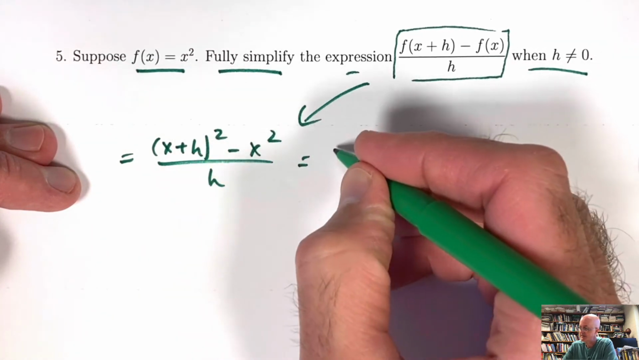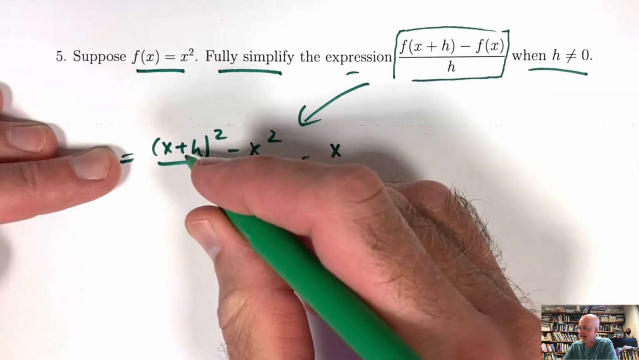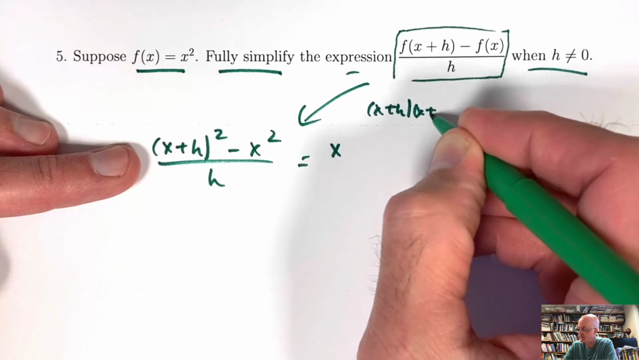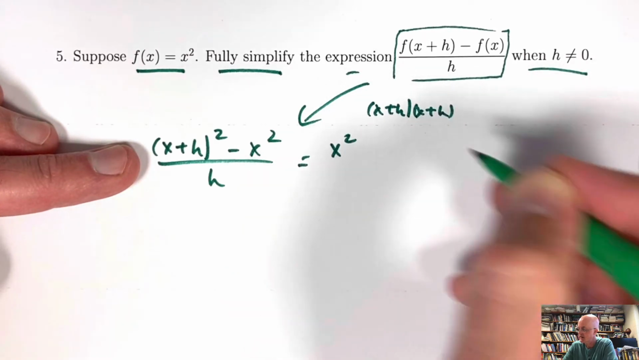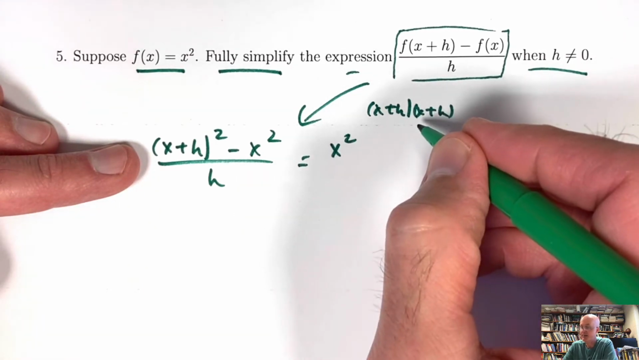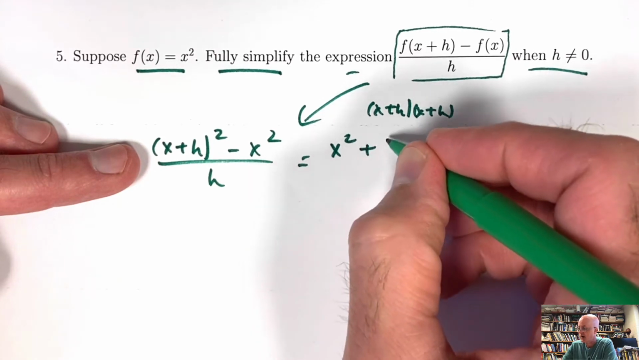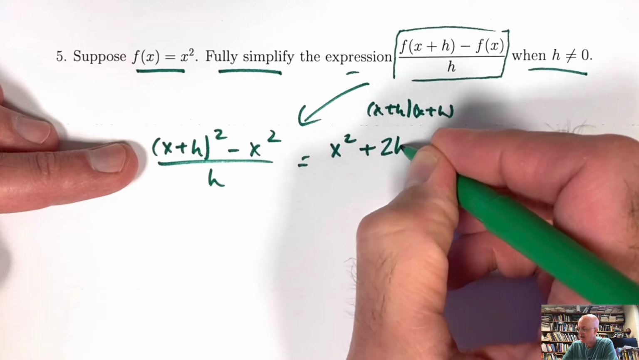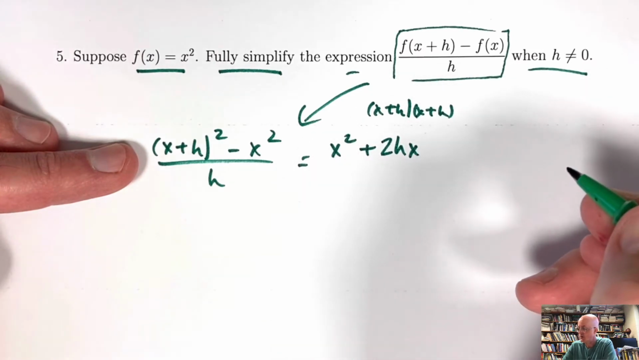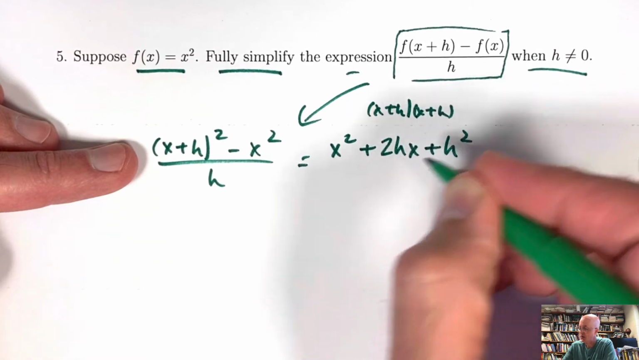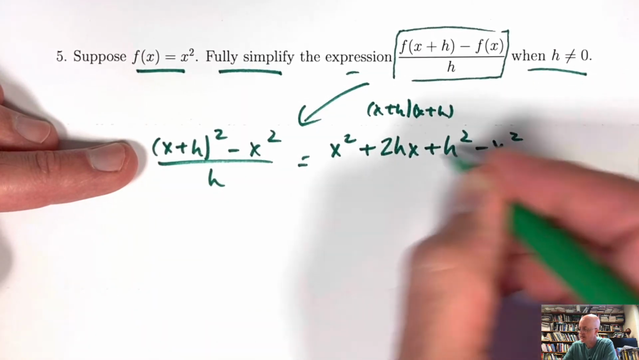So expand this. FOIL it. You'll get x plus h times x plus h. First times first is x times x is x squared. Outside times outside and inside times inside are both x times h. So you get, I'll write it as 2hx, or 2xh, it doesn't matter. And then last times last is h squared. Don't forget about subtracting the x squared.